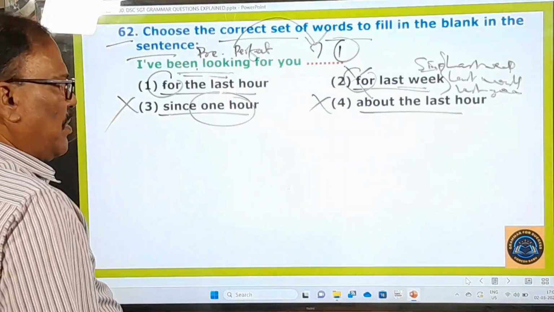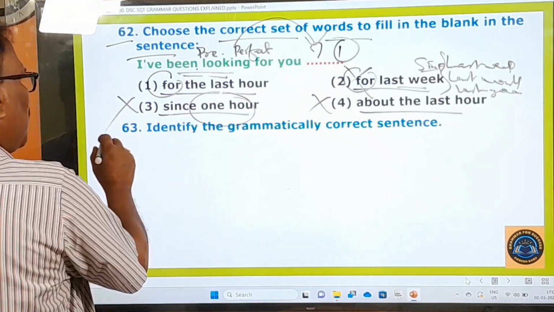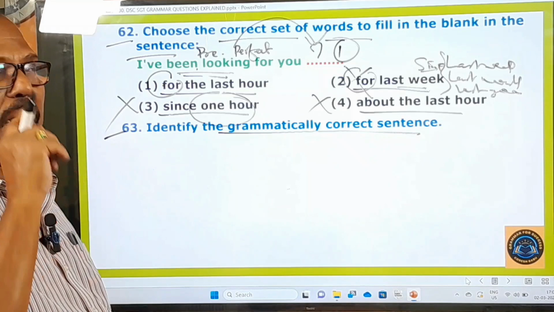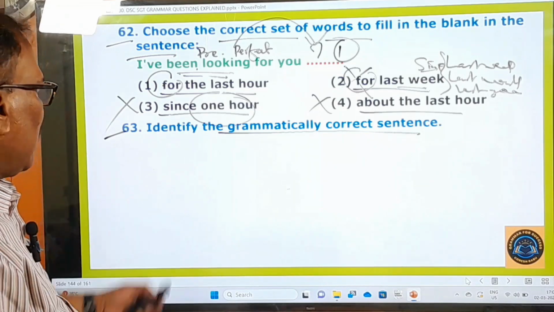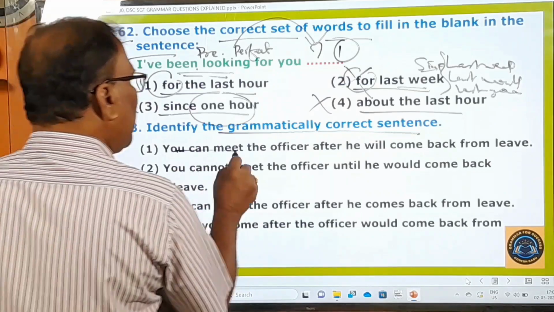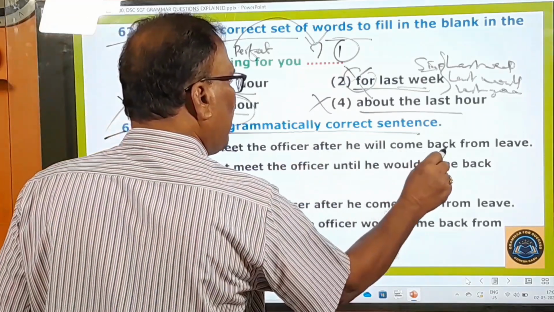And now let's move on to the next question. 63rd question. Identify the grammatically correct sentence. Okay, let us look at the options given. Four options are given. You can meet the officer after he will come back from leave.